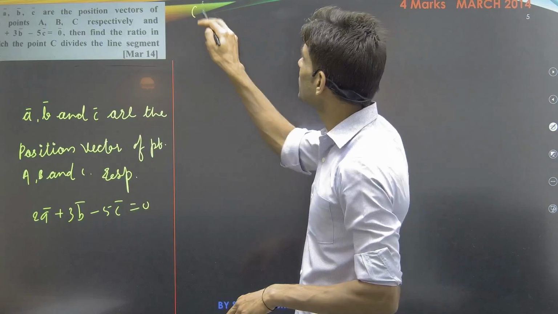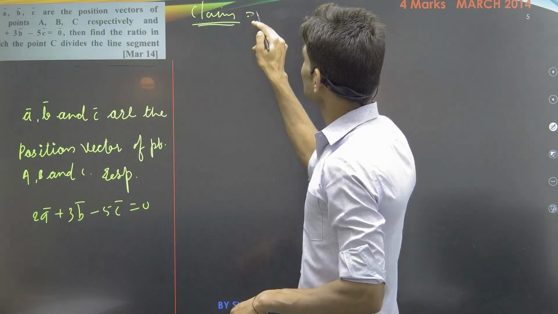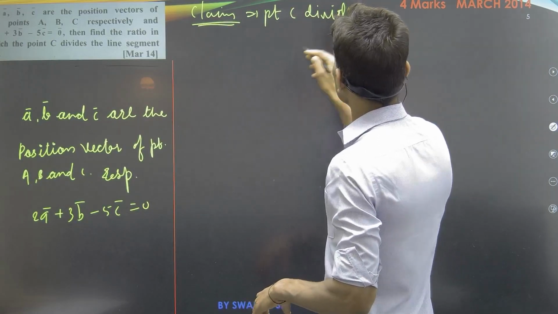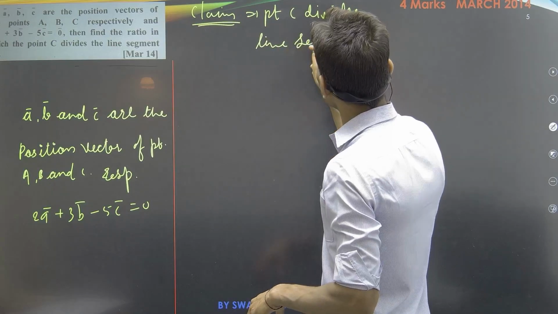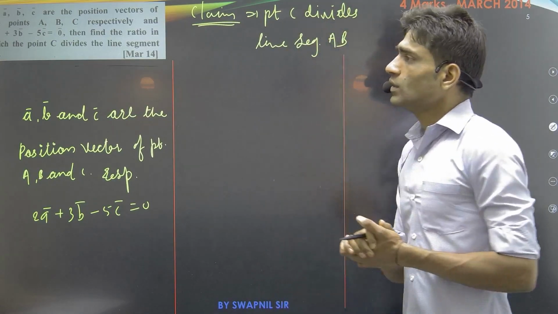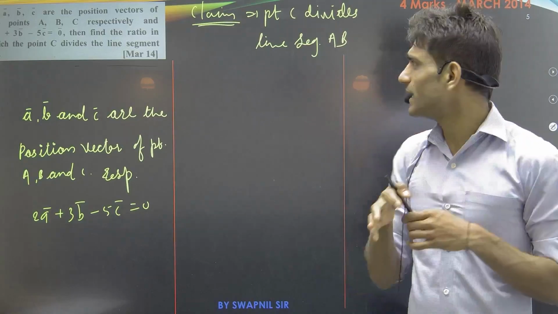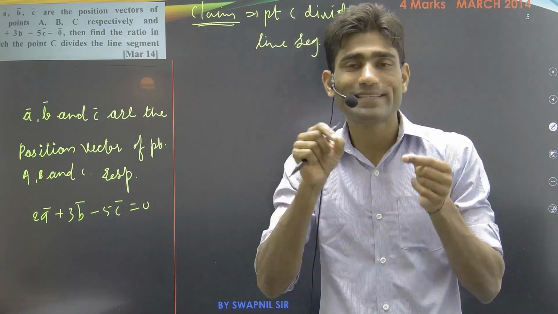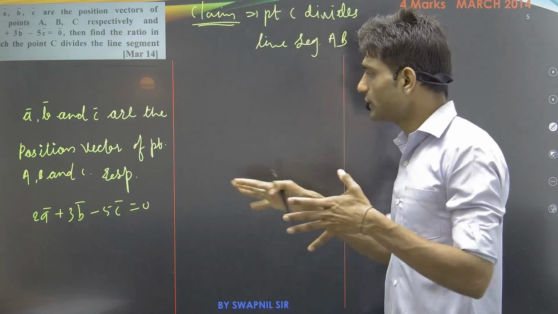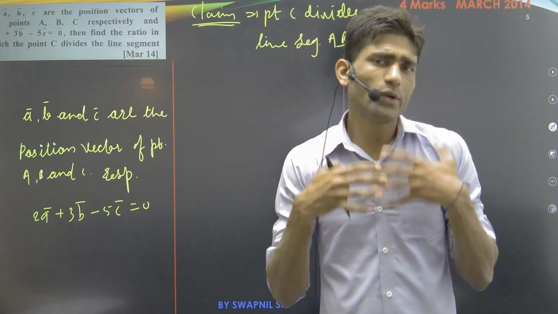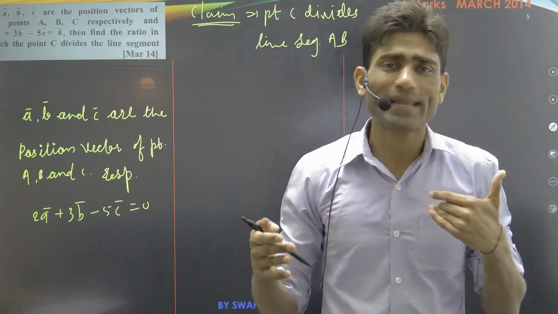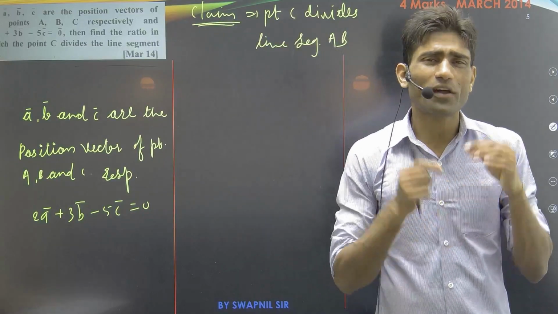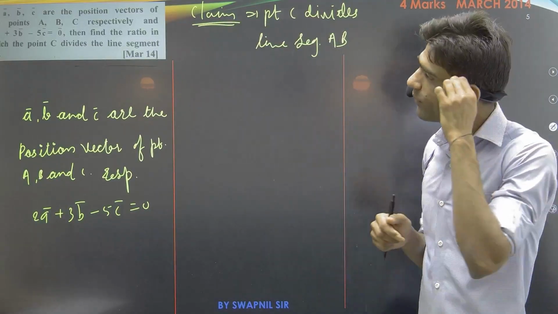So what we have claimed here is that point C divides line segment AB. We want the third point C, which divides line segment AB, and the ratio in which it does so. First of all, we have been given the equation. Now try to convert that equation into the form of internal division or external division. If we are able to convert it into internal or external division, then the next part is easier for finding the ratios.